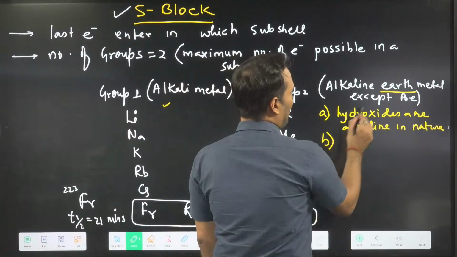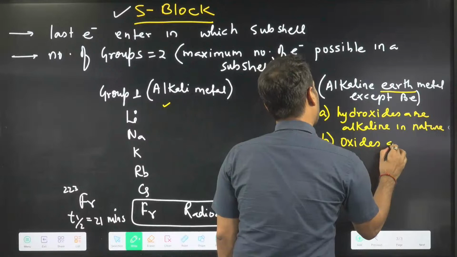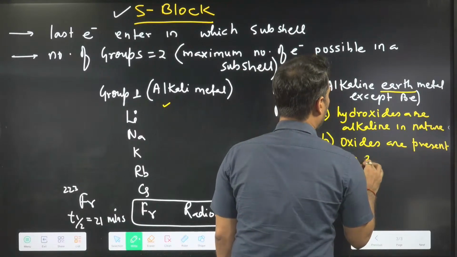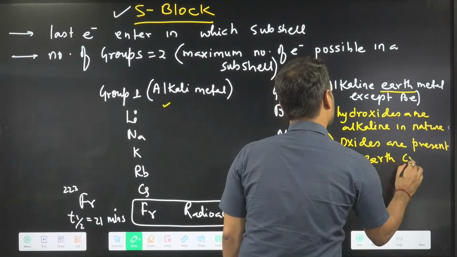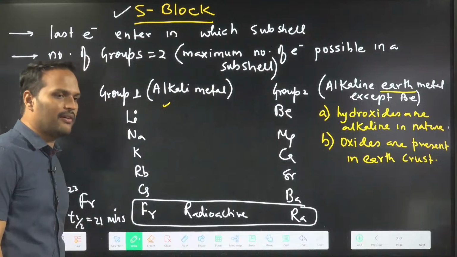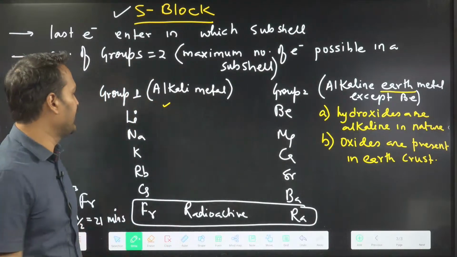So B part, why are we calling it earth? Because oxides are present in, where are they present? In the earth crust. Oxides are present in the earth crust. That's why we are using the word earth here. Clear with this point? Done.